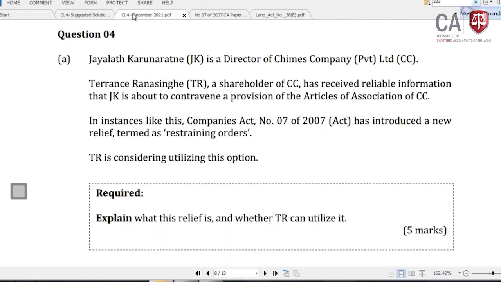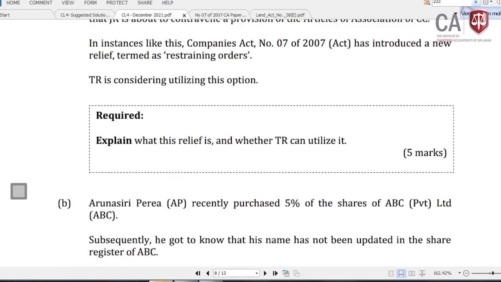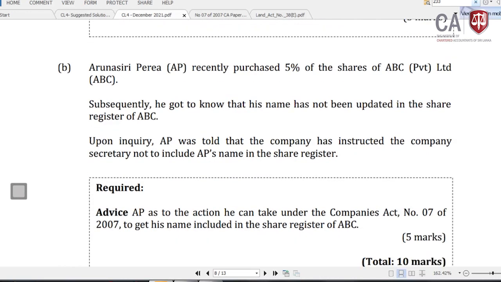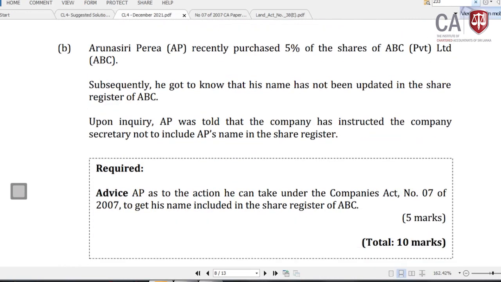Further, for more information, please refer to page number 129 of your textbook. Okay. Then the next question.